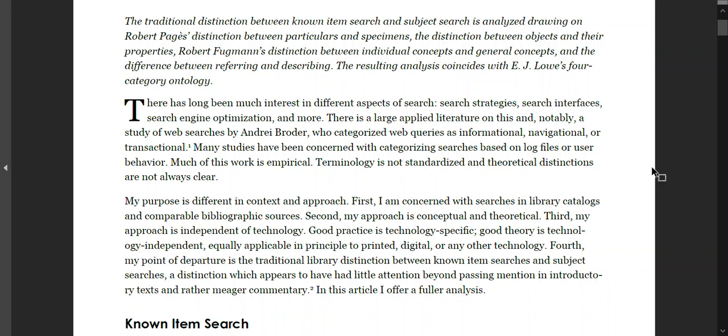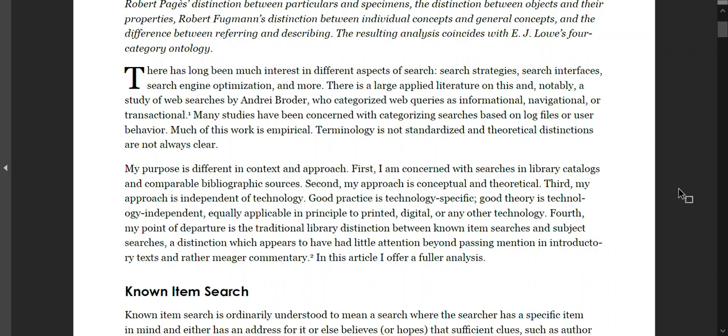Fourth, my point of departure is the traditional library distinction between known item searches and subject searches, a distinction which appears to have had little attention beyond passing mention in introductory text and rather meager commentary. So in this article, I offer a fuller analysis.